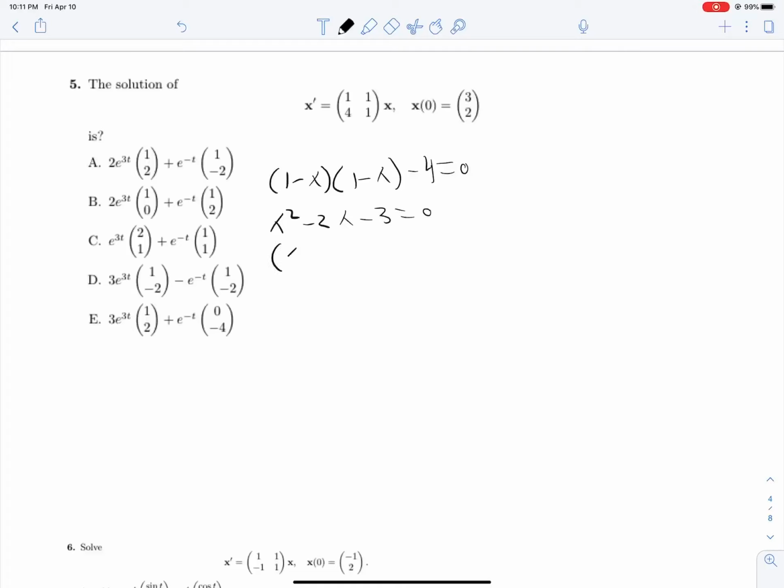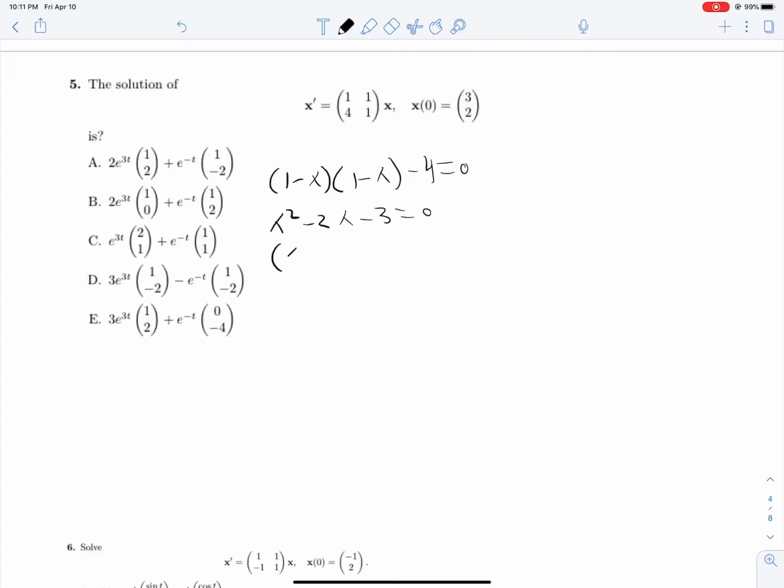Okay, moving on, we have lambda equals -1. Plug that into A minus lambda I, and we will get 2, 4, 1, 2. We can simplify that down to 2, 2, 1, 0, 0, and this will give us our eigenvector.